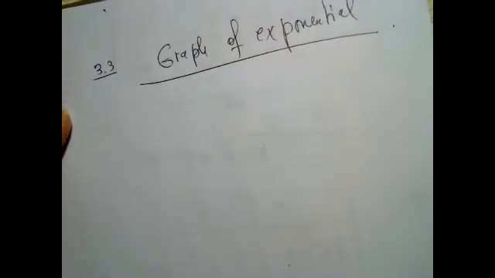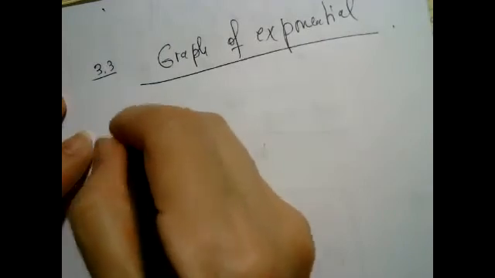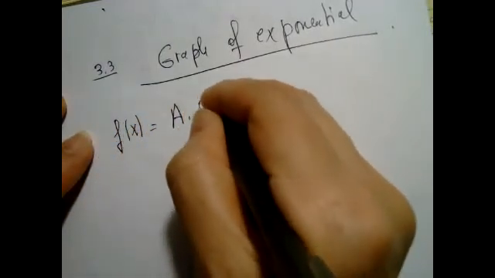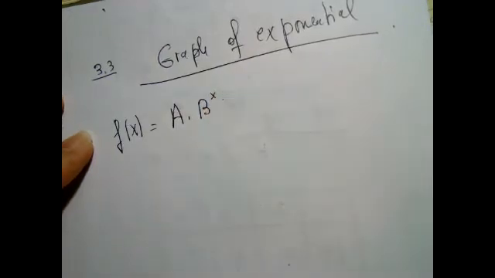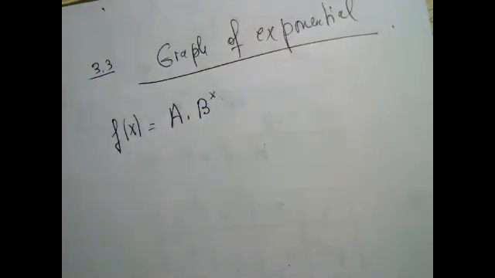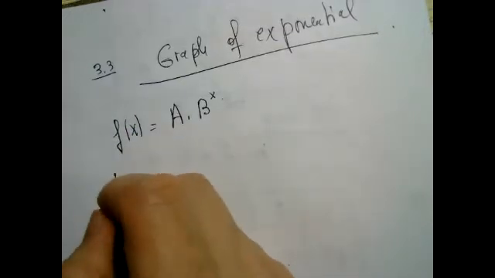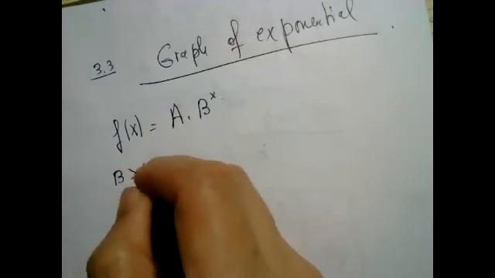Okay, so the formula for an exponential function is f of x equal a times b to the x. And we're going to assume in our scenario that a is positive. We're going to assume that a is positive. But let me say a little bit about b. b is also positive.